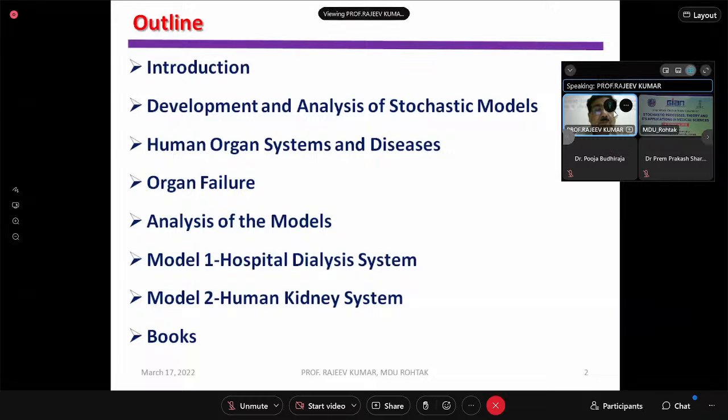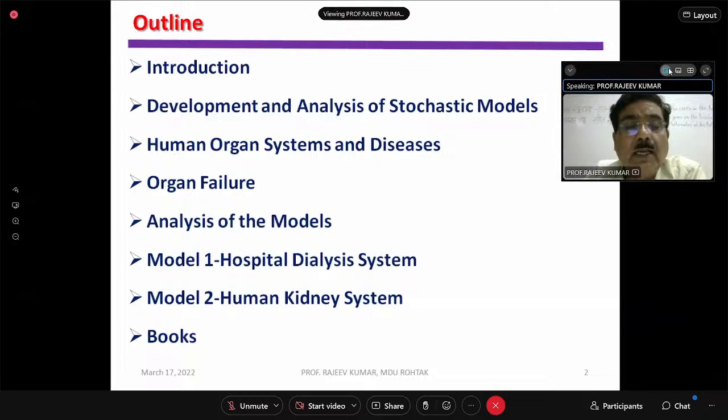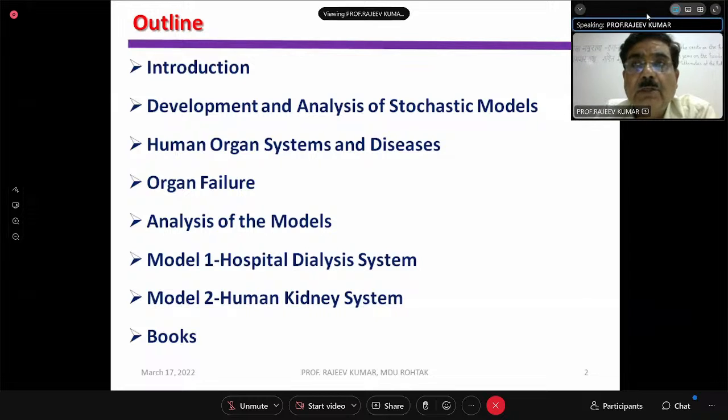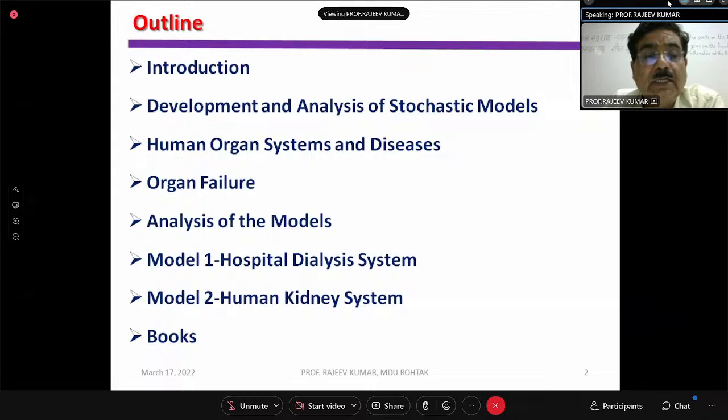So I will take two examples, one related to the hospital dialysis system. You see, this is a biomedical system which assists the doctors and the patients for the dialysis, especially for the kidney case.